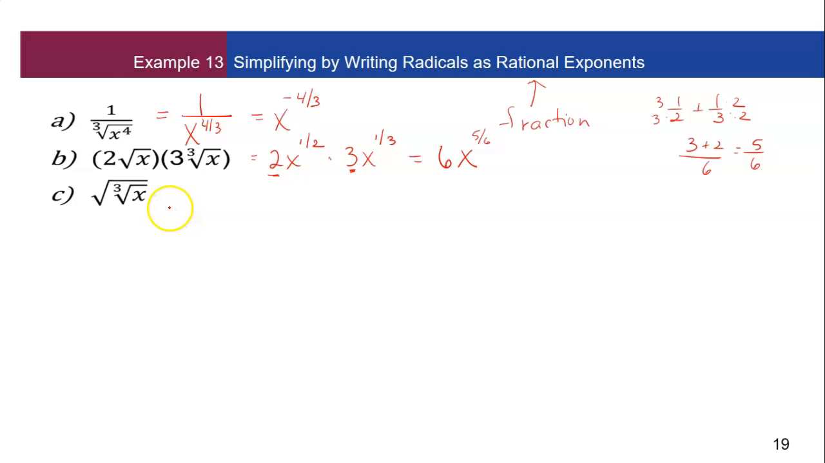This one here, this is going to be the square root of x to the 1/3. So I would suggest taking this part and rewriting it first as x to the 1/3. And then you're going to have x to the 1/3 raised to the 1/2 power. We're multiplying here, so we're going to have x to the 1/6.